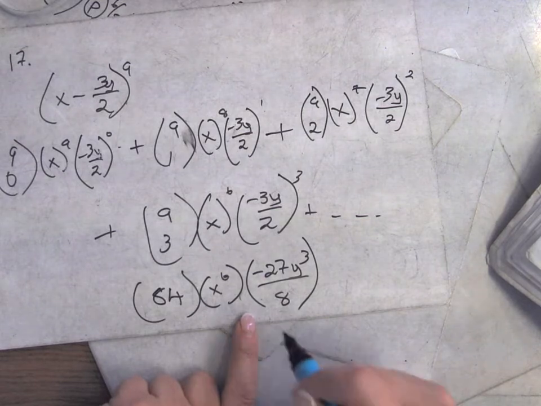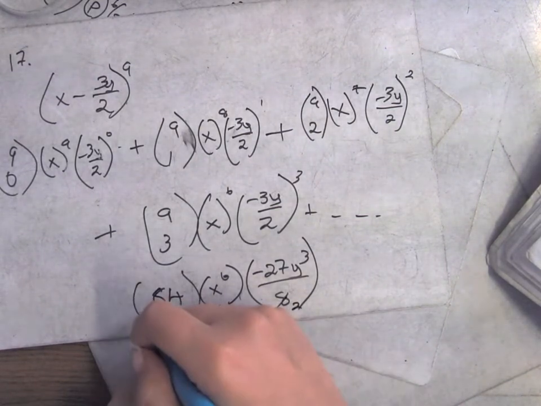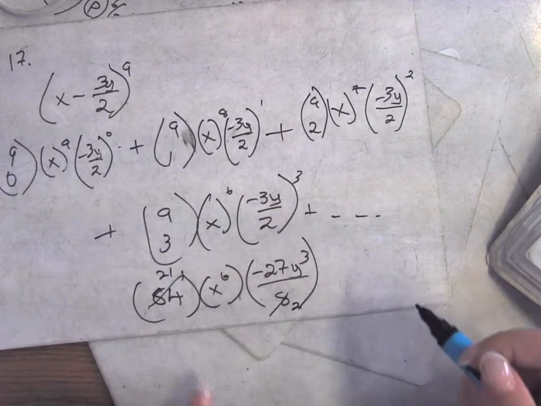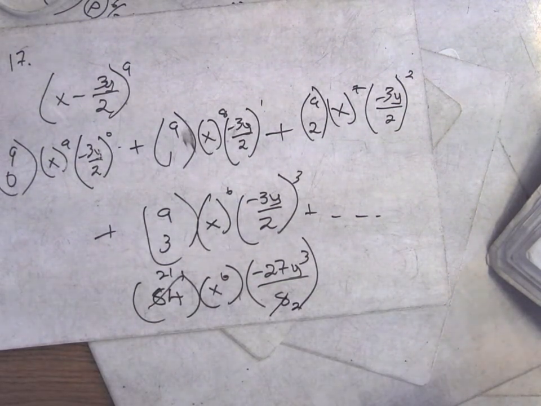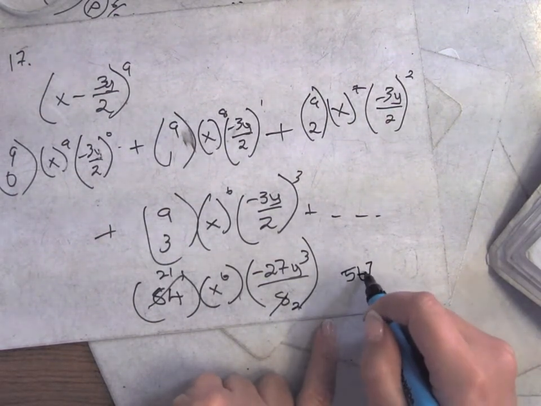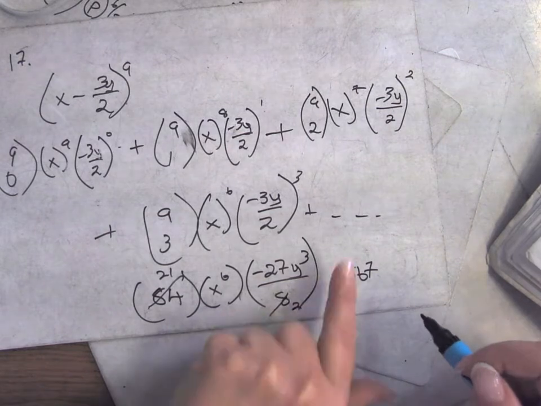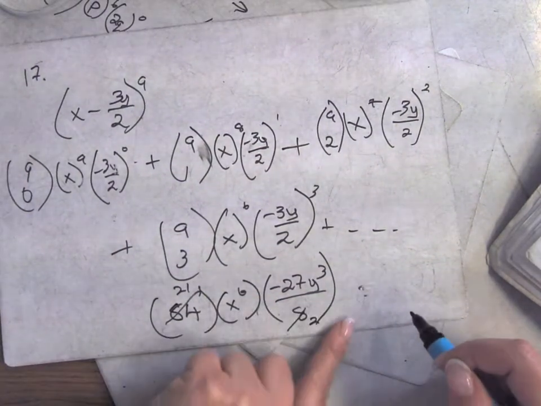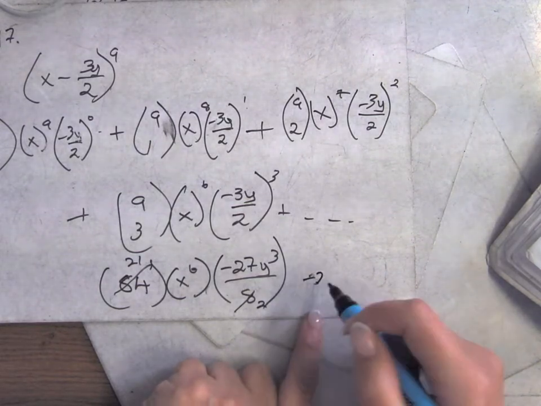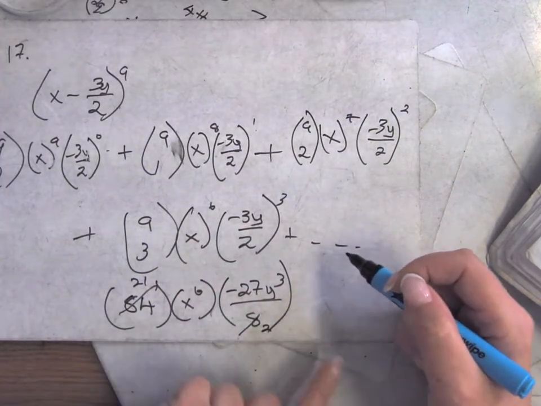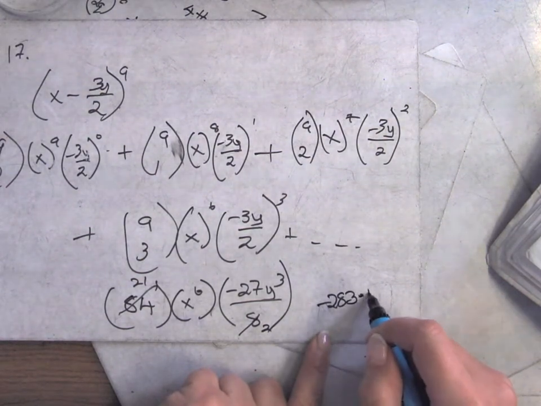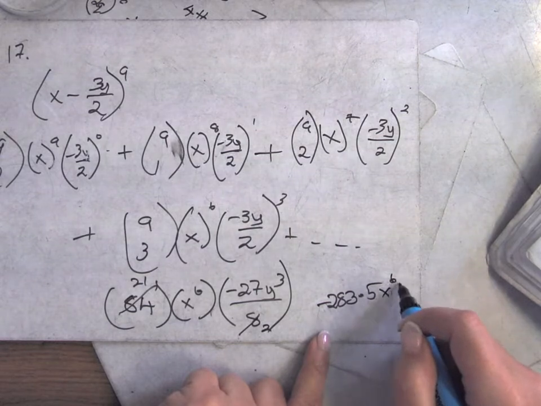Right, 8. 4 into that goes twice. You just do it on your calculator. 27 by 21 is 567. So minus 283.5. Just leave it over the 2. Oh, it doesn't matter. 283.5? Yeah. Right, okay. x to the power of 6, y to the power of 3.